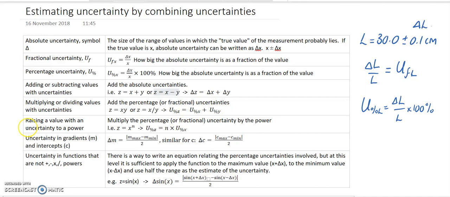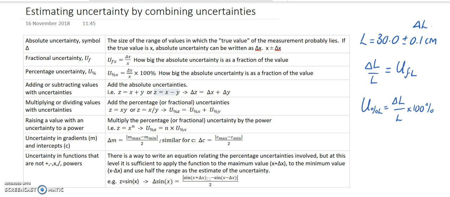If you're raising a quantity to a power, so if you're trying to work out the volume and you've just worked out the length, you could work out the volume, which is L cubed, if it's a regular cube. So z is x to the power of n, so the percentage uncertainty on z is n times the percentage uncertainty on x. You can work out the uncertainties in gradients and intercepts just by taking half the range. The modulus there is just to make sure that it's a positive quantity.